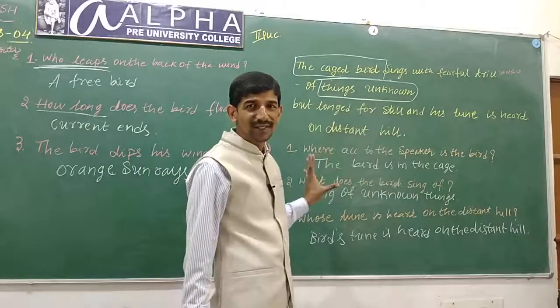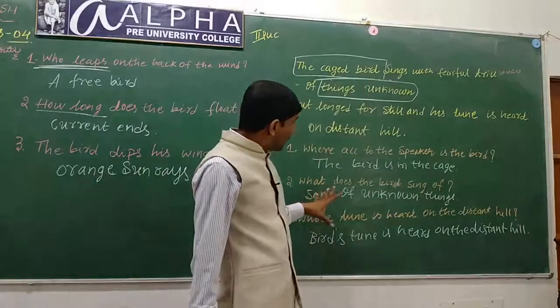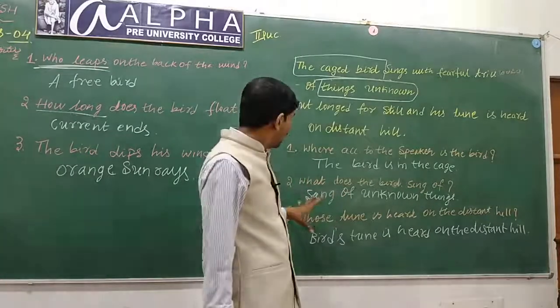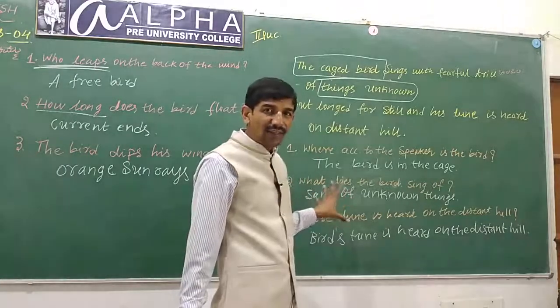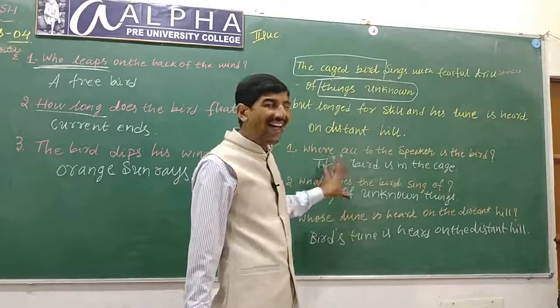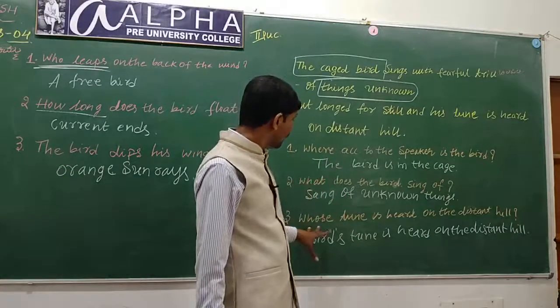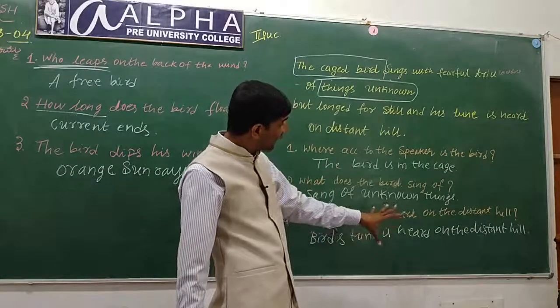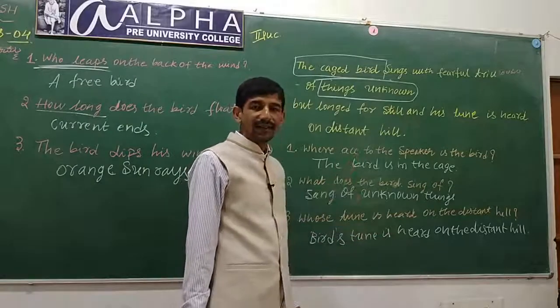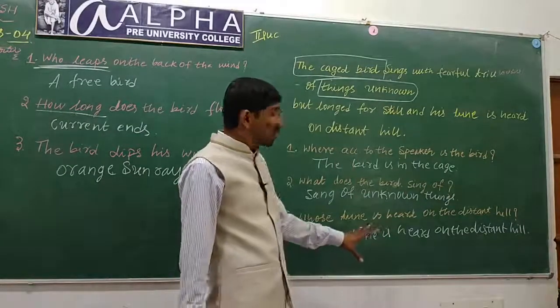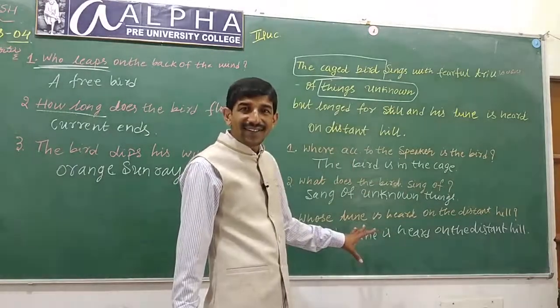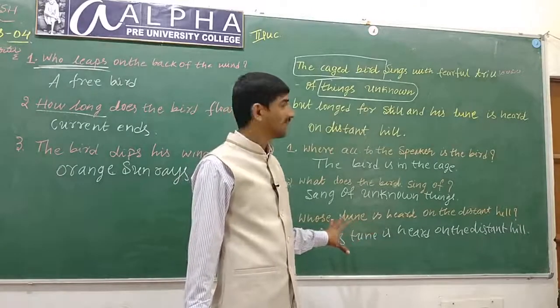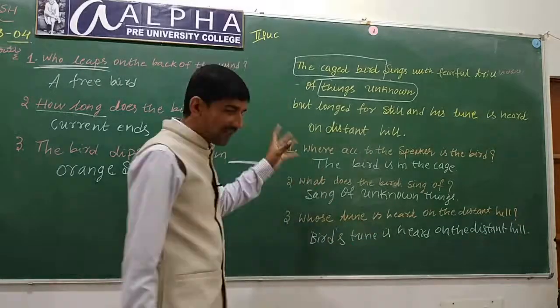Where means in the cage, the caged bird. What does the bird sing of? The bird sang of unknown things. Next, whose tune is heard on the distant hill? The bird's tune is heard on the distant hill, like this. Next, we can discuss another lines.